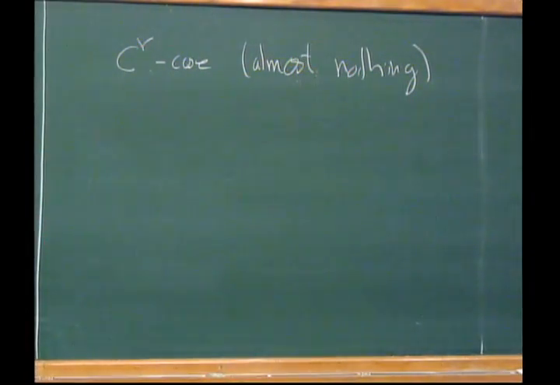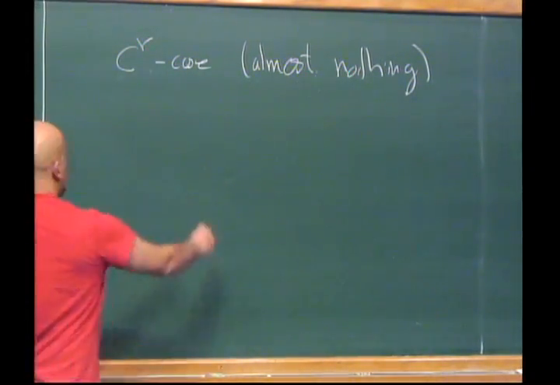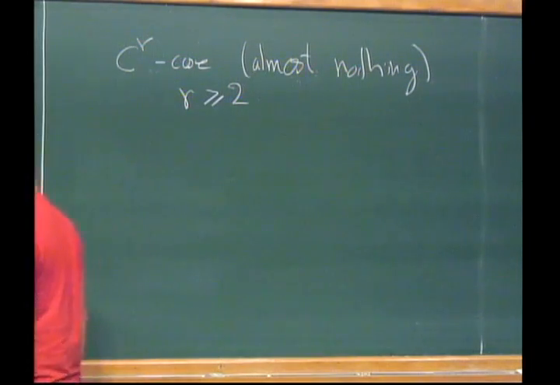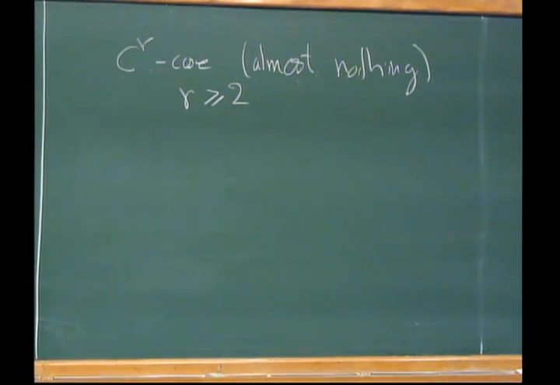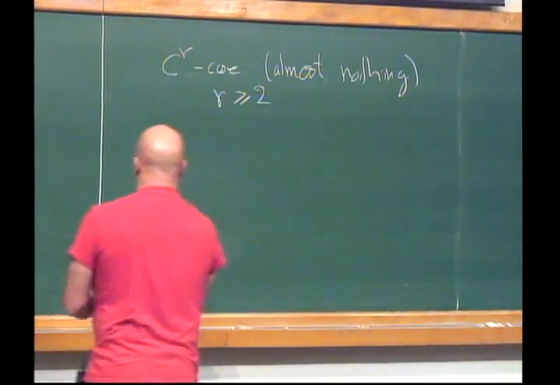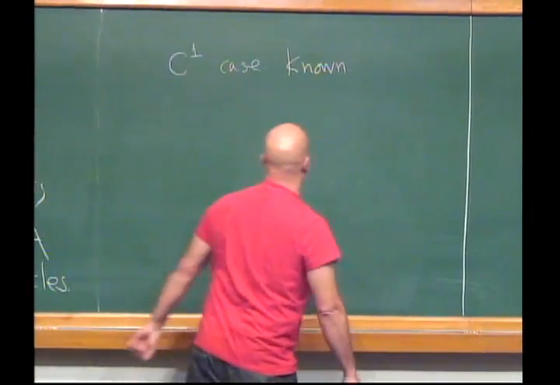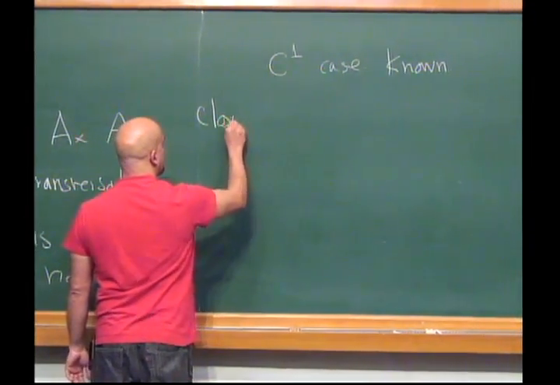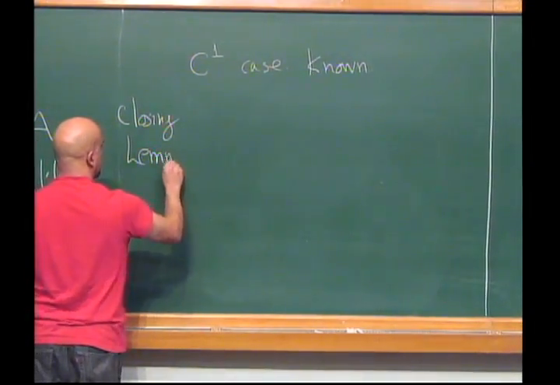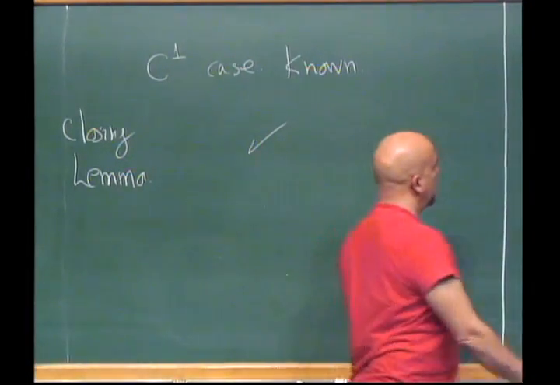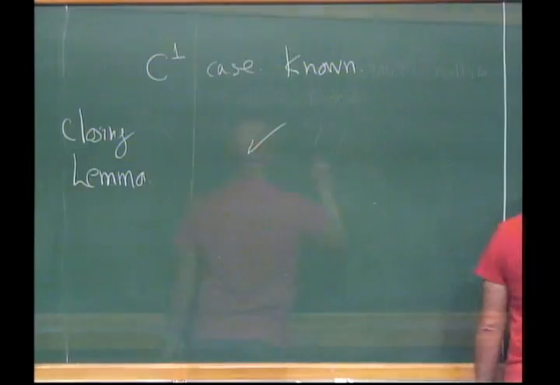So what are the differences between C1 and C^R with R bigger or equal than 2? In the C1 case, we know perturbation techniques that are not known in the C^R case. On the other hand, in the C^R case, dynamics is more rigid or restrictive. What kind of things do we know in one case that are not known in the other? For instance, the closing lemma. This is known in the C1 case, and it's not known in the C^R case.